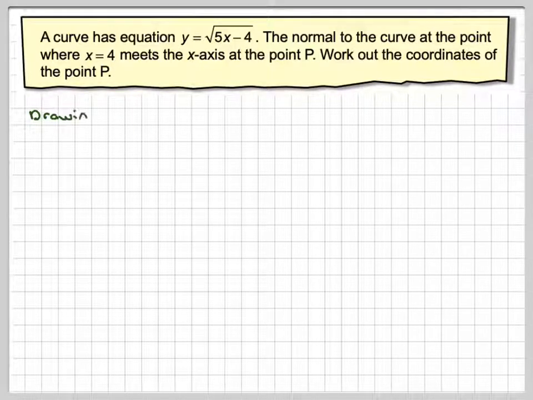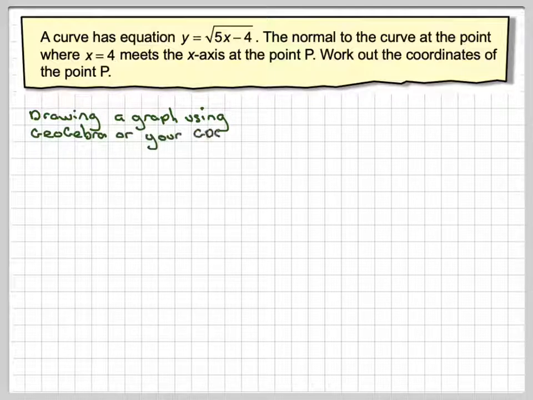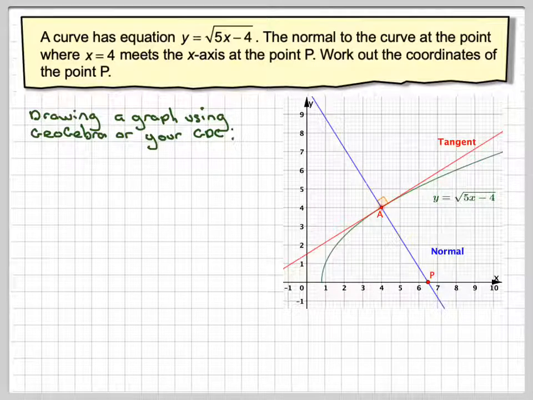Again, it's a good idea to draw a sketch of the situation or use some technology. So I've used GeoGebra, or you could use your GDC to draw the situation. Here we have the graph of y is equal to the square root of 5x minus 4. Here we have the tangent drawn where x is equal to 4. So we'll need to find the value of y at that point at some stage.